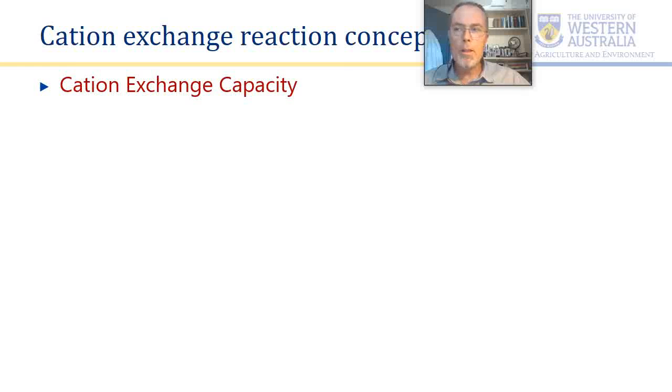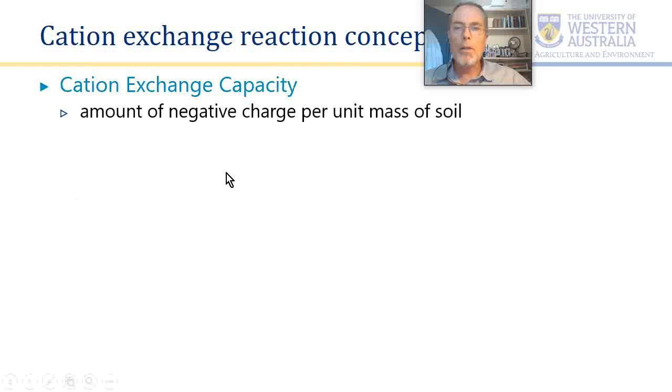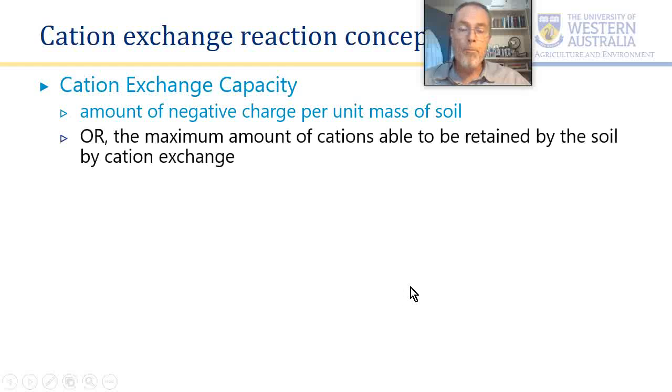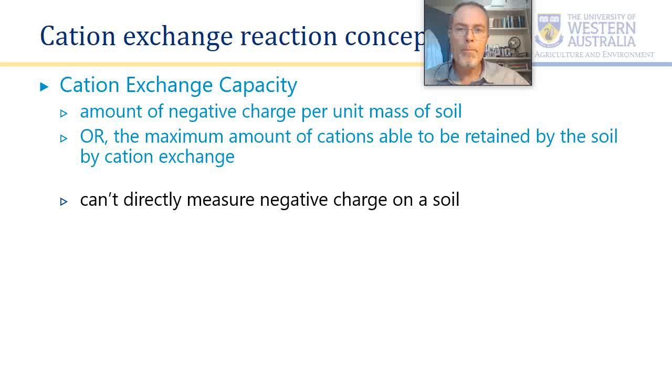So cation exchange capacity is one of the central concepts, and it's the amount of negative charge per unit mass of soil, and has what look initially like odd-looking units. But we'll get to that in a minute. So really what we measure is the maximum amount of cations that are able to be retained by the soil by cation exchange. Cations can, of course, be retained by adsorption. We don't consider adsorption mechanisms in that measurement of cation exchange capacity. It's just electrostatic cation exchange reactions that we're interested in looking at.